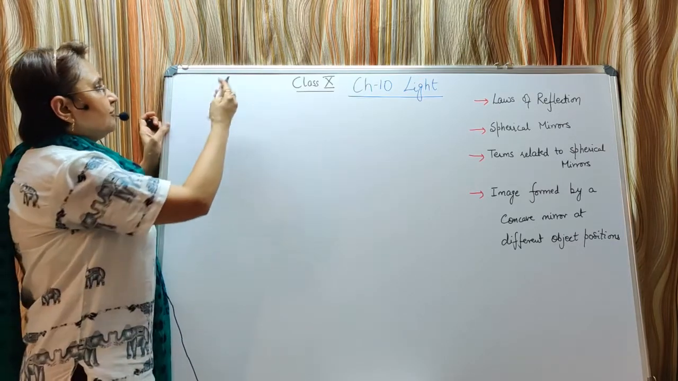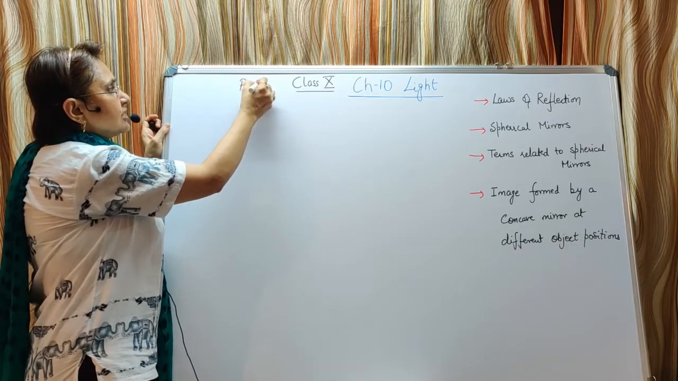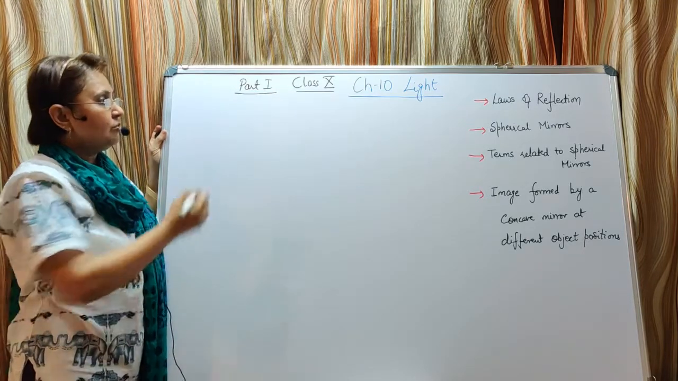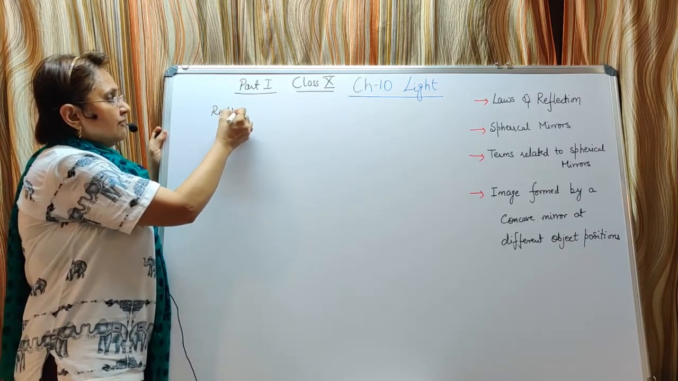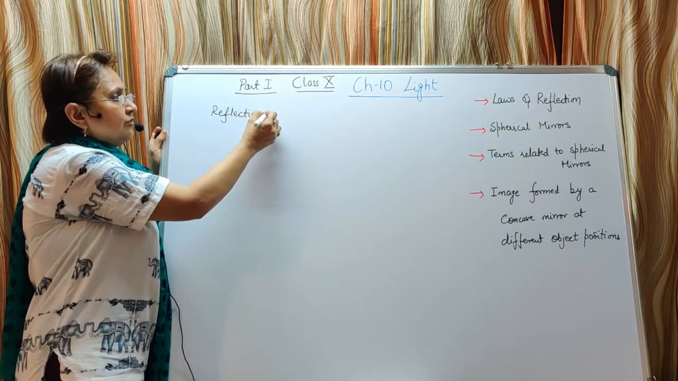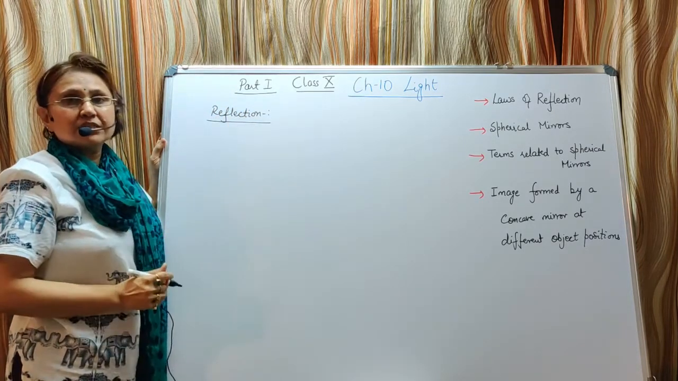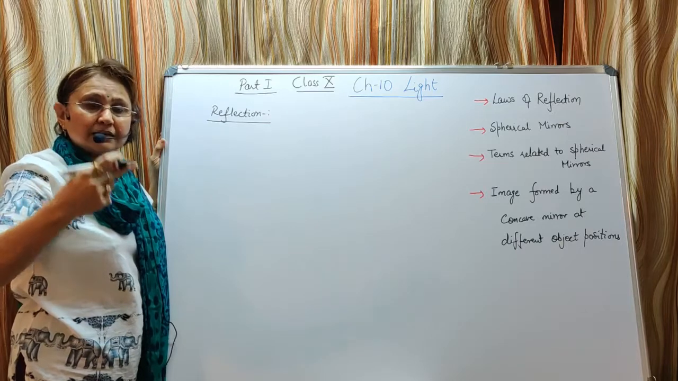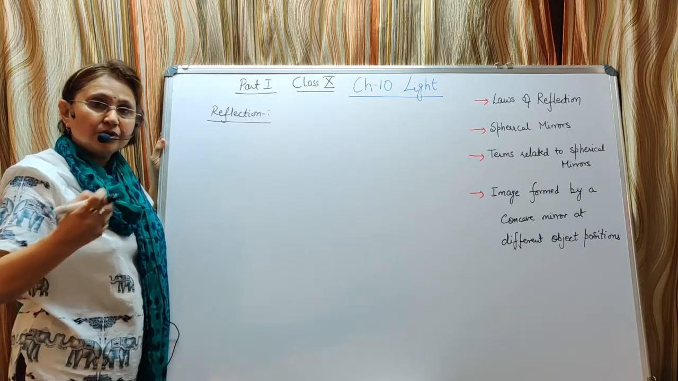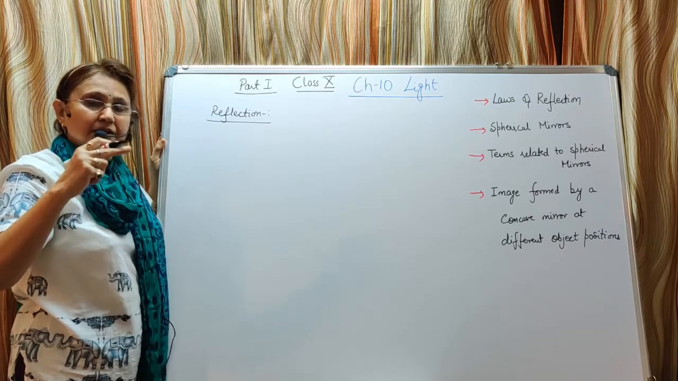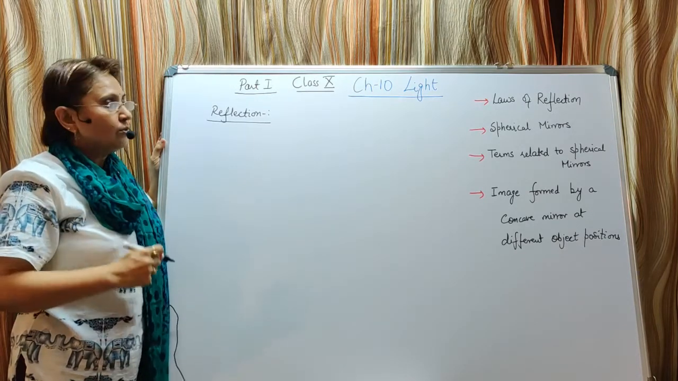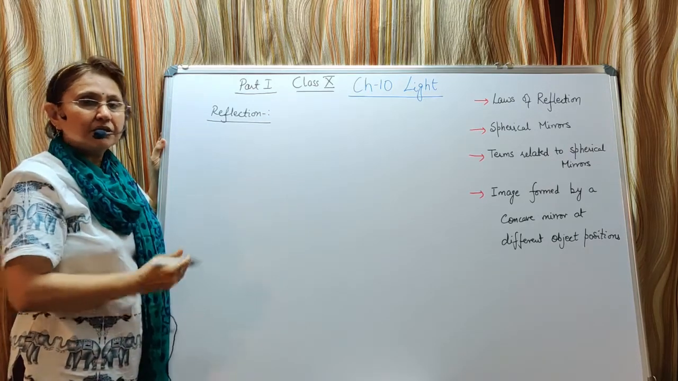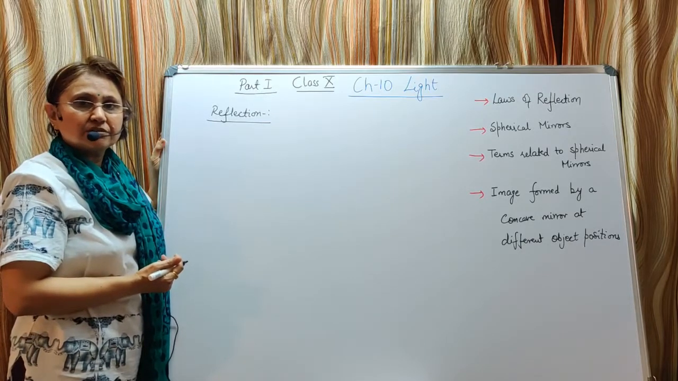Let's start with the first topic of part 1 of this chapter. The first topic is laws of reflection. Now, what is meant by reflection? Reflection means whenever light falls on a highly polished surface like a mirror, it changes its direction and goes back in the same medium. It doesn't go into the other medium, it goes back in the same medium. This phenomenon we call reflection.